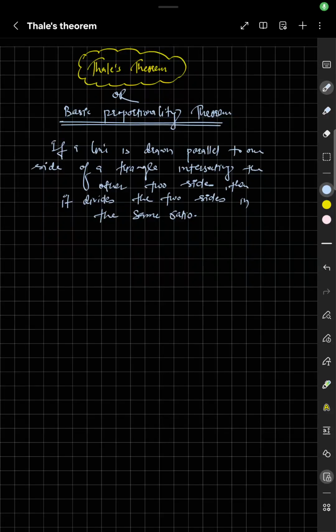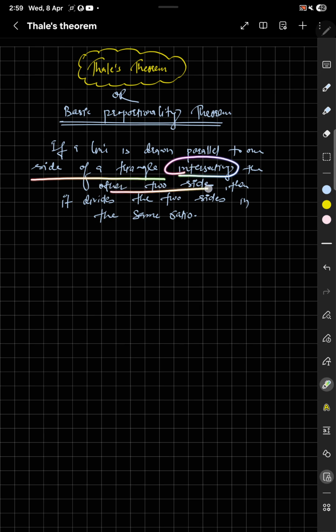In this video, we are going to prove Thales theorem. This is also called basic proportionality theorem. What is its statement? The statement of this theorem is: if a line is drawn parallel to one side of a triangle intersecting the other two sides, it divides the two sides in the same ratio. Let's understand it with the help of a diagram.